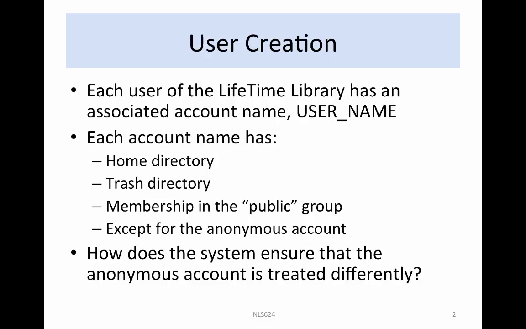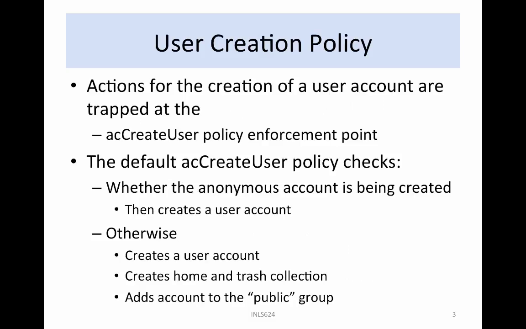The exception is the anonymous account. This username has neither a home directory nor a trash directory. How does the data grid ensure that the anonymous account is treated differently? This is usually handled by a multi-level security system with unprivileged accounts restricted from doing operations that require authentication.